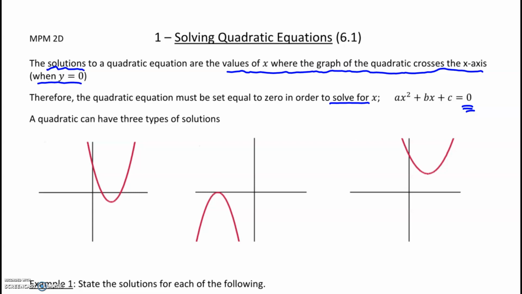And three solutions can occur for a quadratic. The first type would be you could have two solutions. And remember that the solutions are the values of x where the graph crosses the x-axis, right? That's why there's two solutions, because it crosses through twice. If the vertex sits exactly on the x-axis, there's only one solution possible. And if the vertex is above the x-axis, opening up, or below the x-axis, opening down, then we would have no solutions possible.